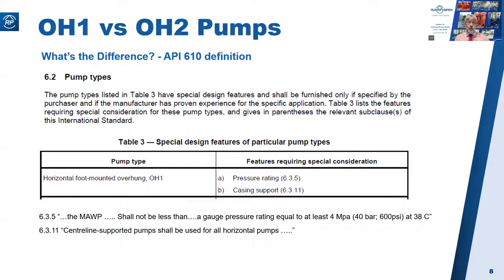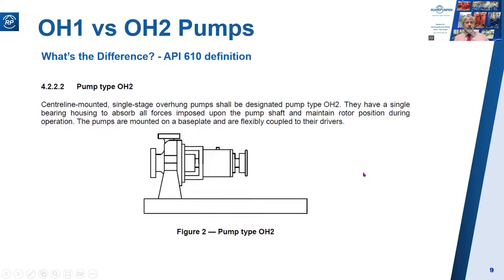Now, it only mentions two: the pressure rating. You'll note that all fully compliant API pumps shall be rated for at least 40 bar. Well, an ANSI pump doesn't get anywhere close to that. And the other thing is the casing support. You'll see that all API pumps should be centerline supported, whereas these, of course, are foot mounted. So it only mentions two things to think about. In my opinion, this grossly understates the case, as you'll see as we proceed with this presentation. And here is the API definition of an OH2 pump.